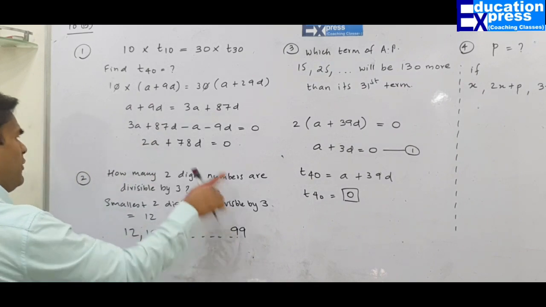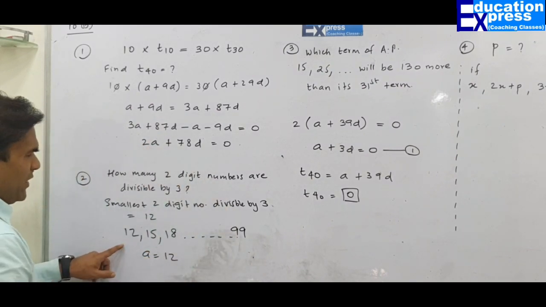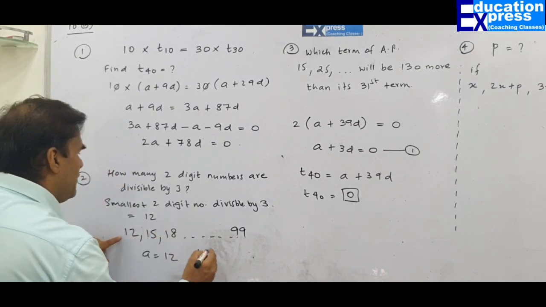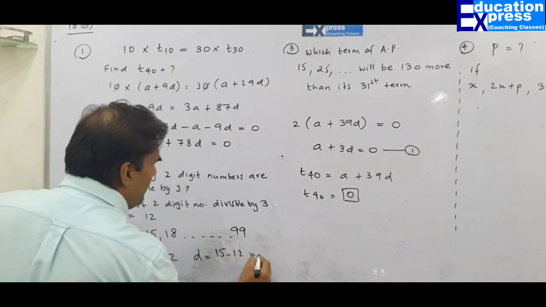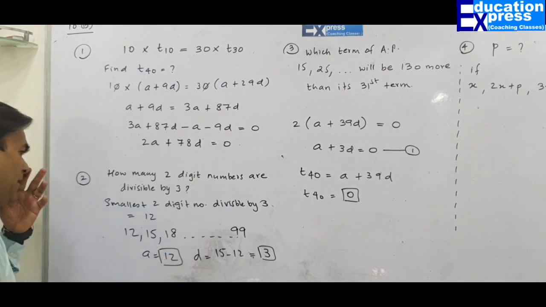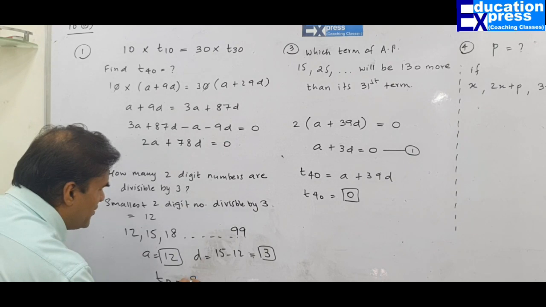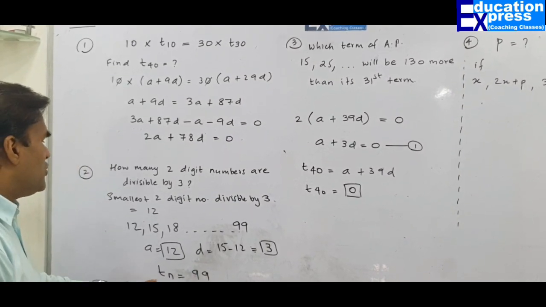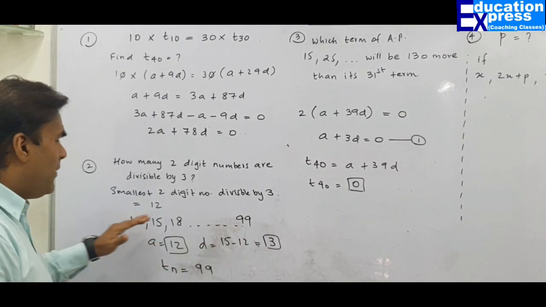So in this question, I know A, that is the first term. I also know D, that is the difference. Difference is always the second term minus the first term. That is 3. Difference is available, A is available. The last term, what is the last term? Tn, which is 99. So what I am interested in is finding the position of this number 99, so that we get to know how many terms are there.